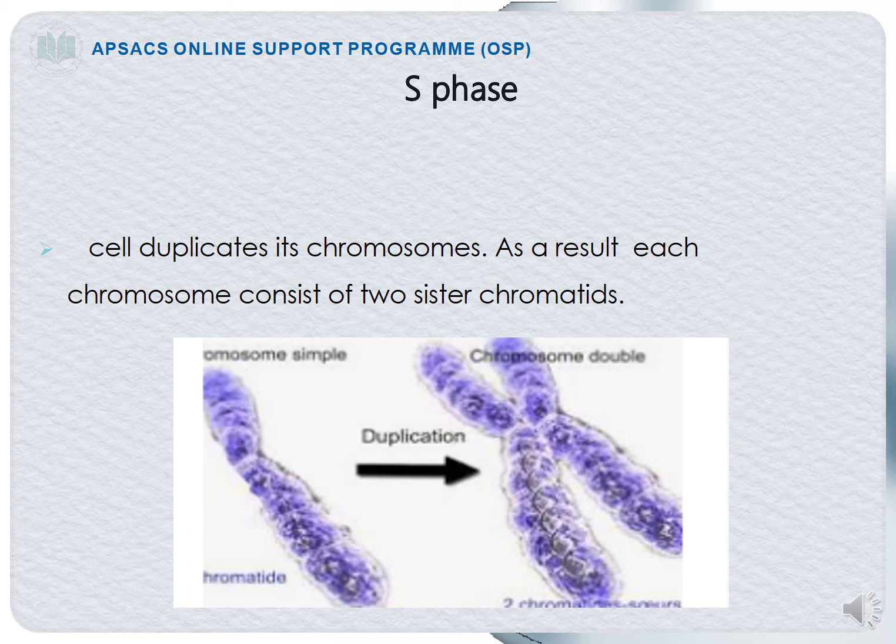The two sister chromatids are held at a point that is called a centromere. So you can see that the cell duplicates its chromosomes. As a result, each chromosome consists of two sister chromatids.